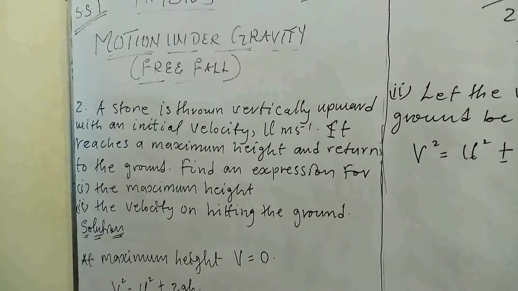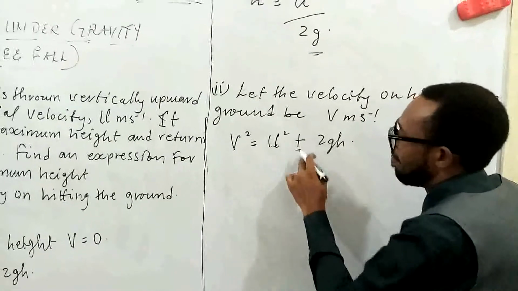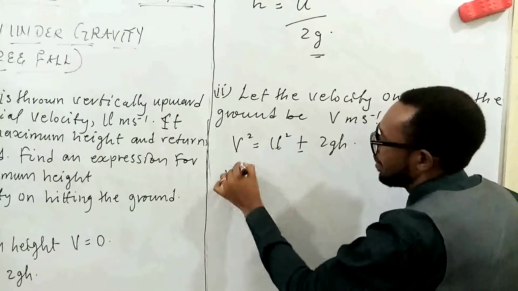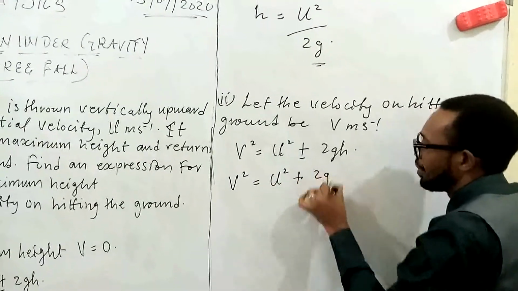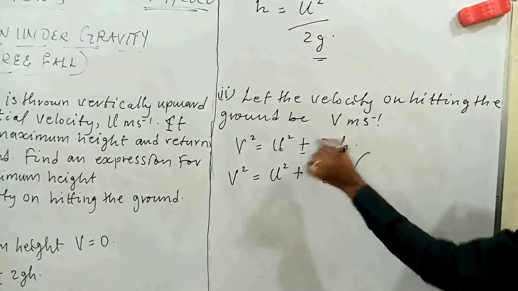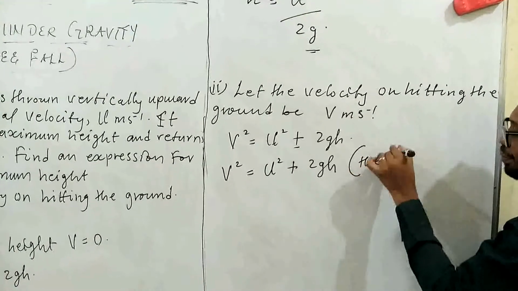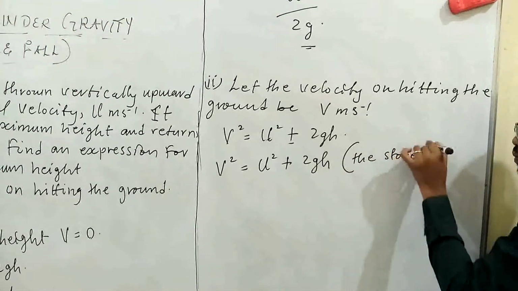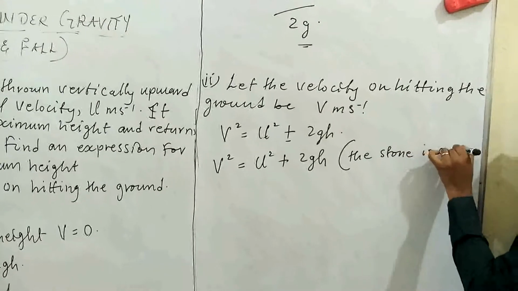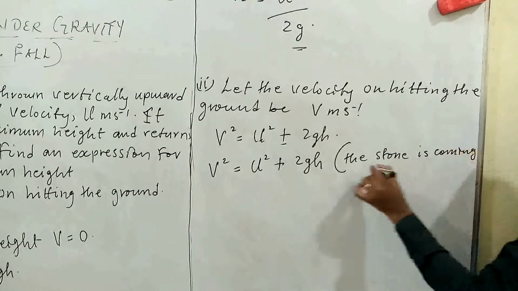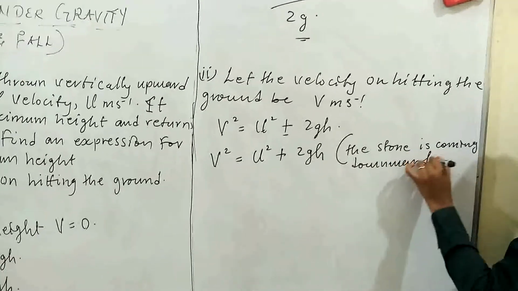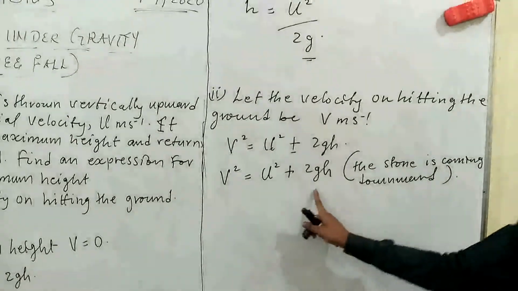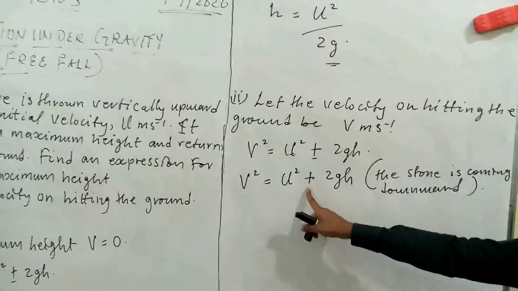Okay? So in other words, if I'm going to take plus, I have v squared is equal to u squared plus 2gh. That means the stone is coming down. Is that clear? So that's why it is positive there.